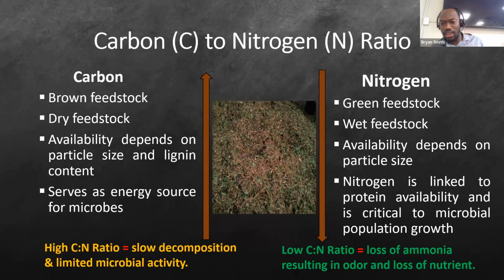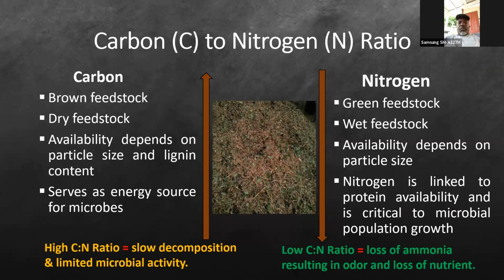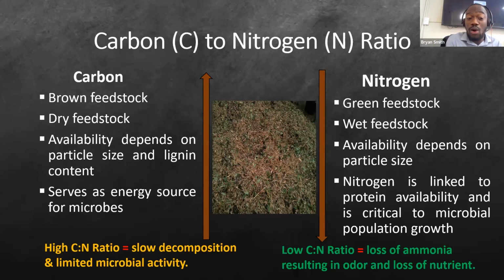Then we have nitrogen. We consider nitrogen to be our green feedstock or wet feedstock. The reason we say it's wet is because think about if you cut some Johnson grass or some grass. When it is green, it will be wet, and that means it has some moisture inside of it. As soon as that moisture dries out, it becomes brown or dry, right? And so our nitrogen feedstock is what we call our green feedstock or wet feedstock.